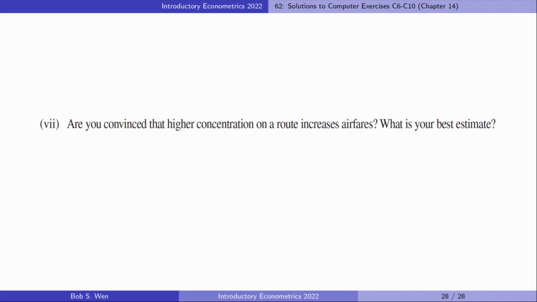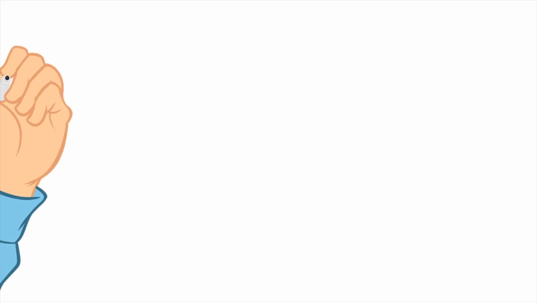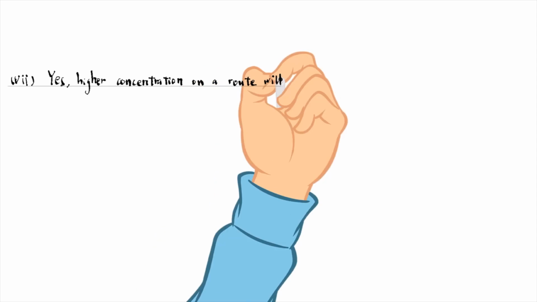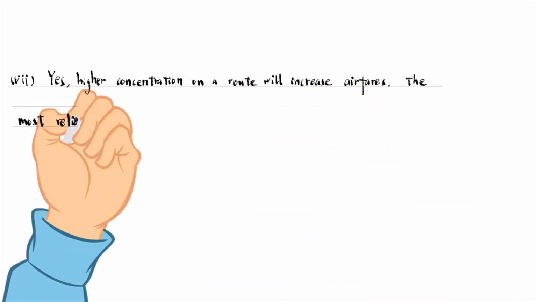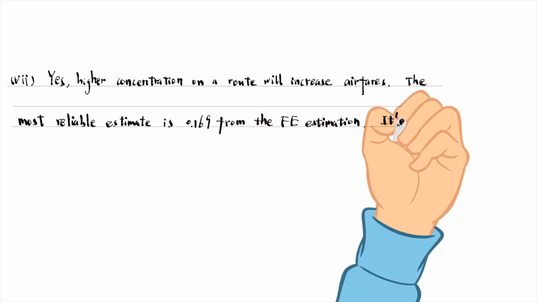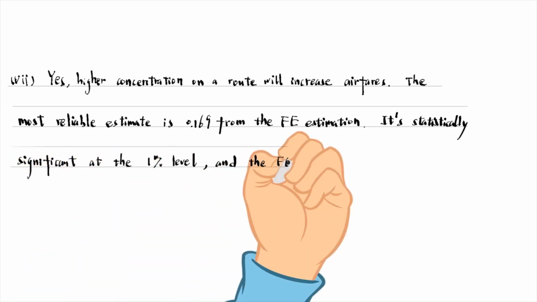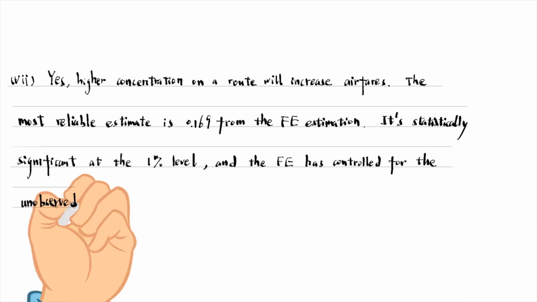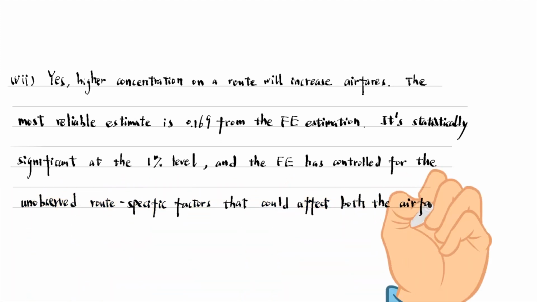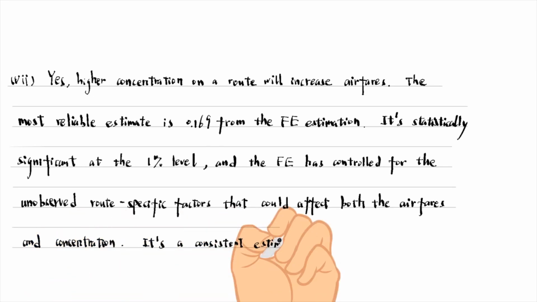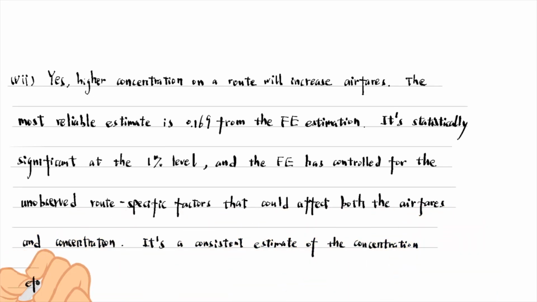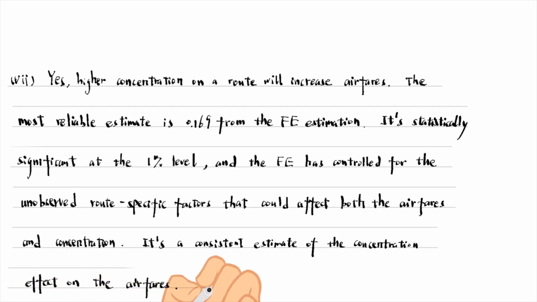In Part 7, are you convinced that higher concentration on a route increases airfares? What is your best estimate? Yes, higher concentration on a route will increase airfares. The most reliable estimate is 0.169 from the fixed effects estimation. It is statistically significant at the 1% level, and the fixed effects approach has controlled for the unobserved route-specific factors that could affect both the airfares and concentration. The fixed effects estimate is a consistent estimate of the concentration effect on the airfares.